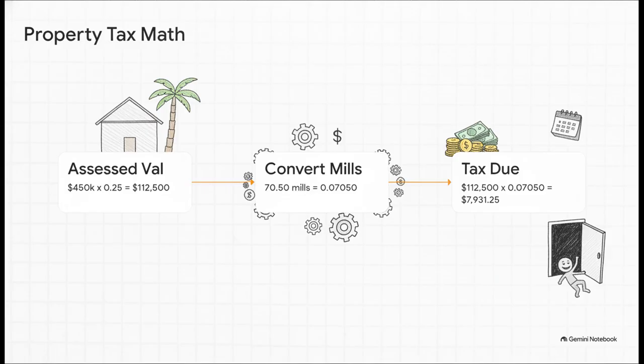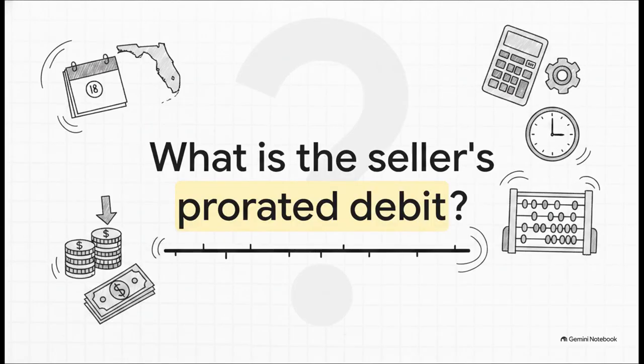So, the crucial point here is finding the assessed value first. $450,000 multiplied by 25% is $112,500. Next, you convert the mils to a decimal by dividing by 1,000, which gives us 0.07050. Multiply that by your assessed value, and you get annual taxes of $7,931.25. If you just went ahead and multiplied the mils directly by the $450,000 market value, well, the trapdoor opened right up on you.